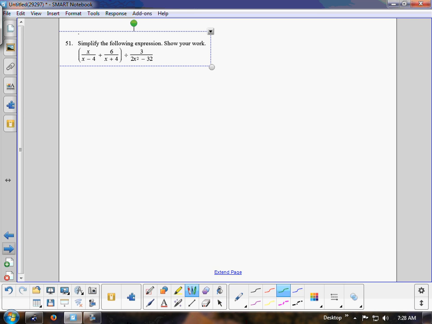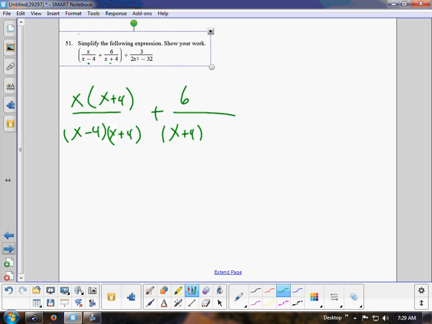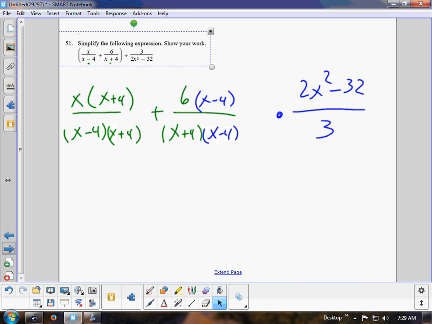This is a tough question, but it can be done. These two need to be combined first, so the x minus 4 here needs an x + 4. So that means this x needs an x + 4, getting a common denominator in order to add them. The 6 over x + 4 needs an x minus 4. Okay, and then we're going to keep, change, flip. Let's leave this for now. Keep, change, flip. And okay, well, what does that mean?